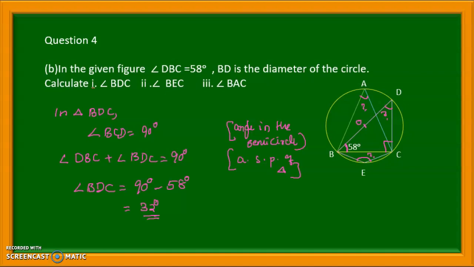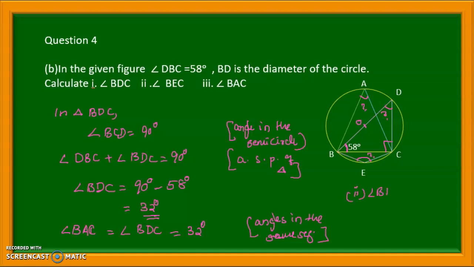And you can see the angle BDC and BAC are on the same segment. So we can write here angle BAC also equal to angle BDC, because equal to 32. Reason we can write again, angles in the same segment. Both of these are equal. And one more angle we need to calculate, that is BEC. So BEC, what we can see, that is the second option here.